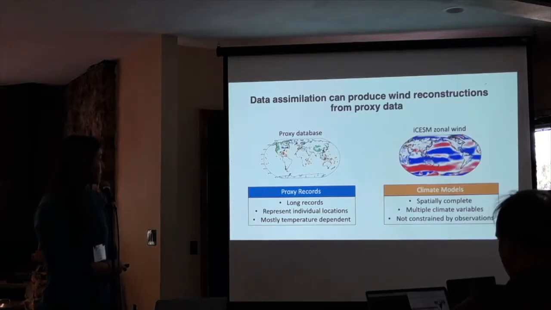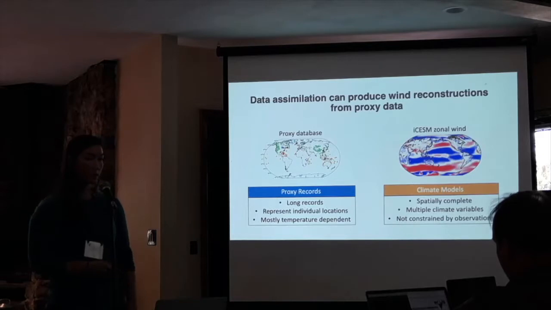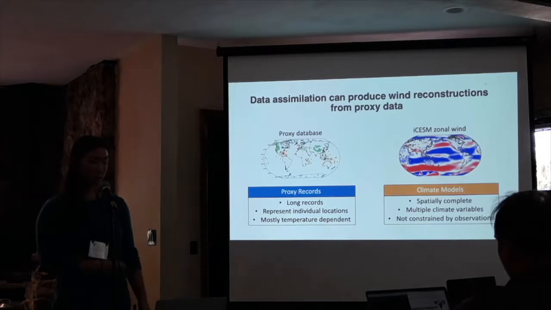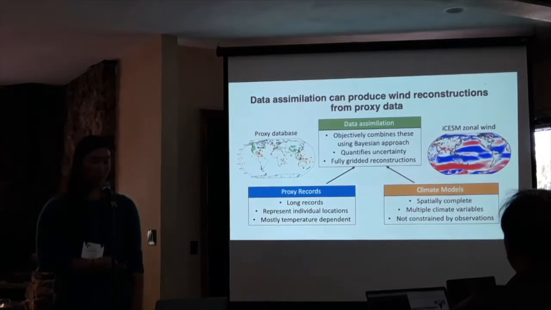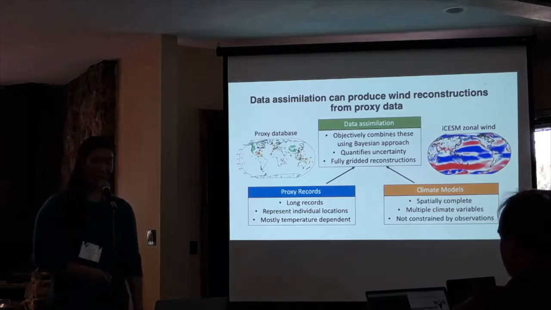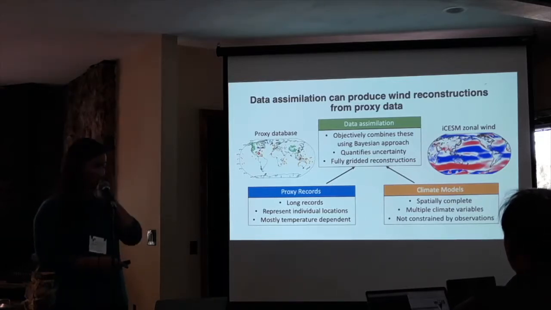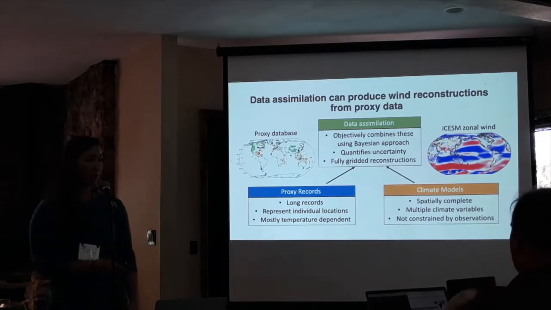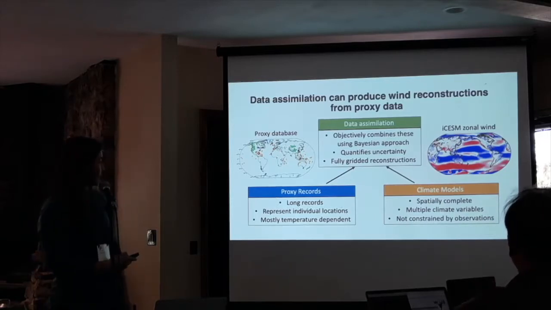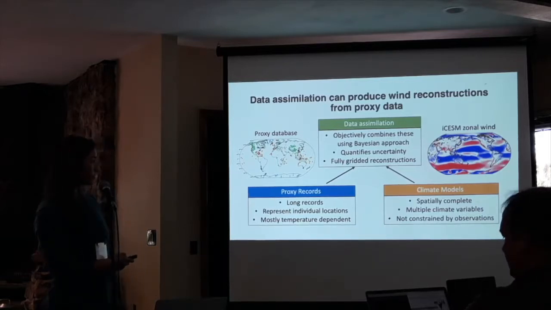We can also use climate models, which are great because they're spatially complete, and they simulate multiple climate variables, including winds, but they're not constrained by observations. So with data assimilation, we can combine the advantages of both of these. We do this using a Bayesian approach. For those of you that are familiar with data assimilation, we use the ensemble Kalman filter. And with this method, there's uncertainty built into the method, so we're left with a distribution of states. And we also get fully gridded reconstructions of multiple climate variables with this method.